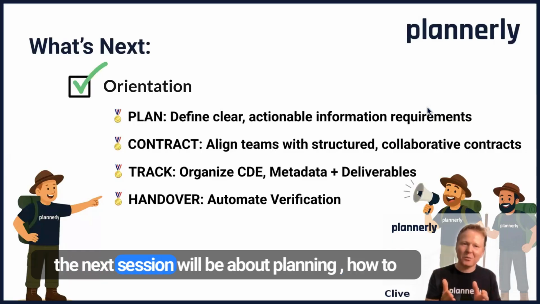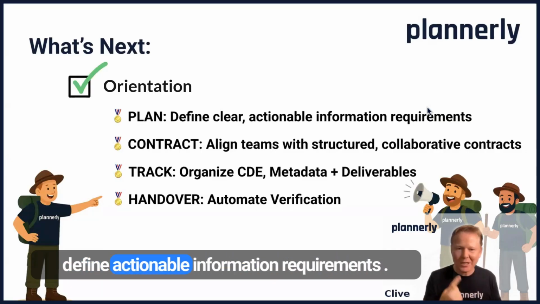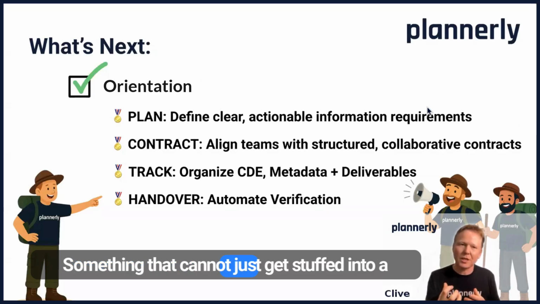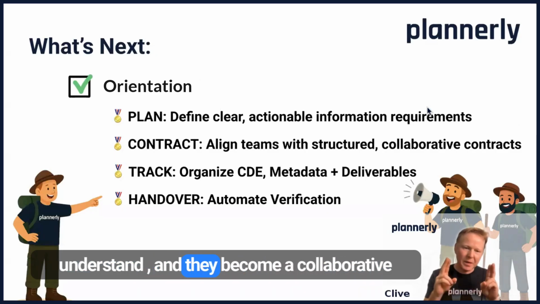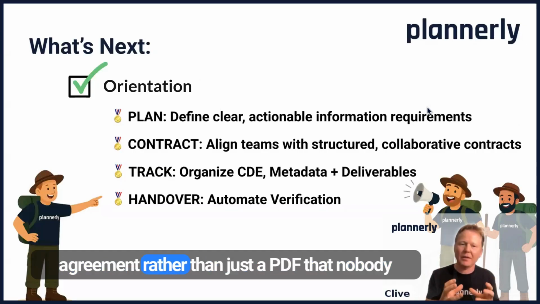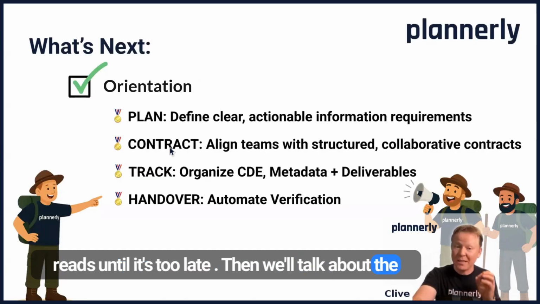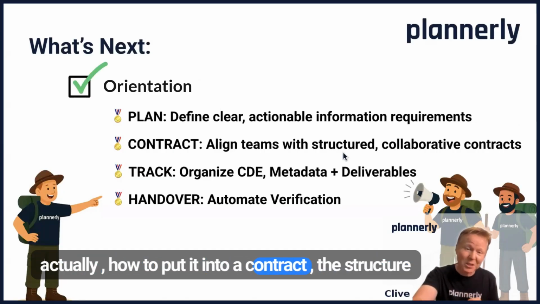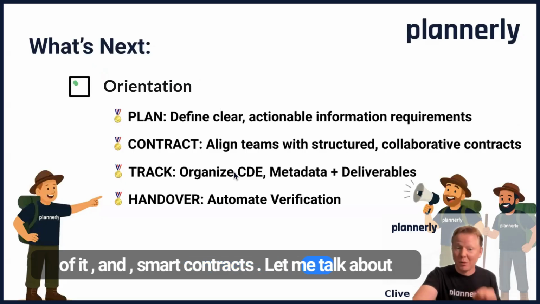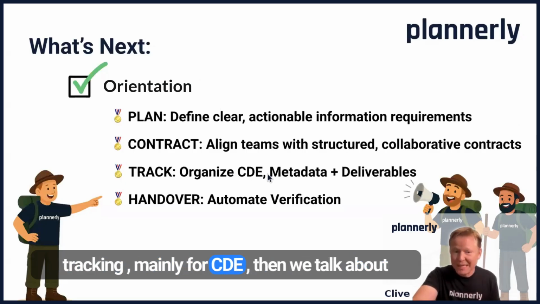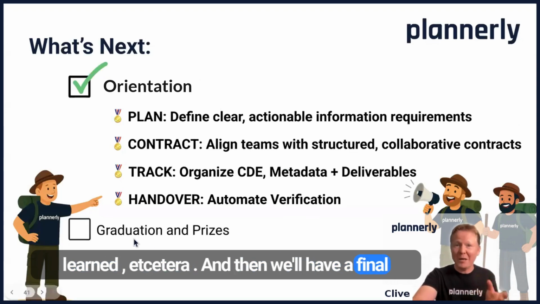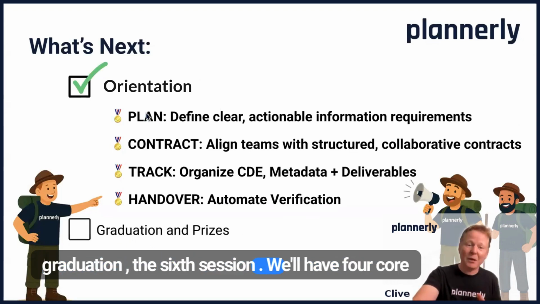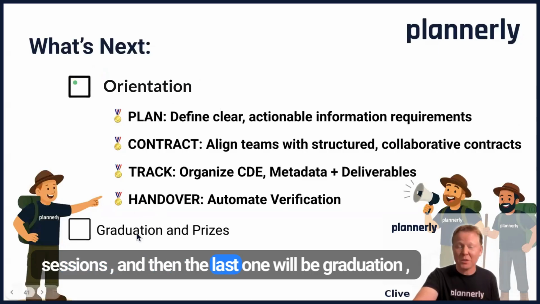And the next session will be about planning, how to define actionable information requirements, something that can not just get stuffed into a contract, but something that people can clearly understand and that becomes a collaborative agreement rather than just a PDF that nobody reads until it's too late. Then we'll talk about actually how to put it into a contract, the structure of it, and smart contracts. Then we talk about tracking, mainly for CDE. And then we talk about automation for handover and lessons learned, etc. And then we'll have a final graduation, the 6th session. We'll have 4 core sessions, and then the last one will be graduations.